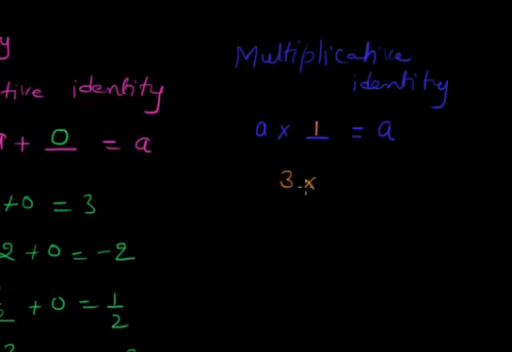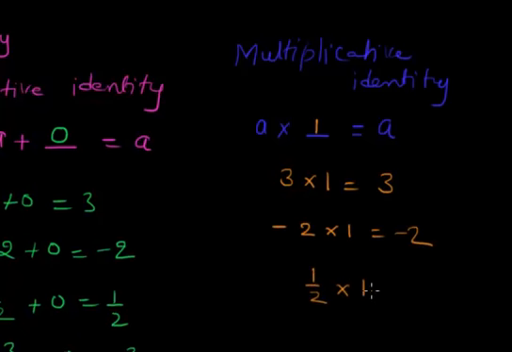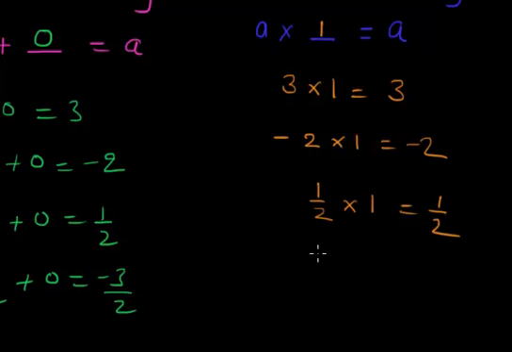If I multiply 3 to 1, I'll get 3. If I multiply minus 2 to 1, I'll get minus 2. If I multiply 1 by 2 to 1, I'll get 1 by 2. Minus 3 by 2 times 1 gives you minus 3 by 2. So 1 is a number which can be multiplied to any number to get the same number. Similarly, 0 is a number which can be added to any number to get the same number. Because 0 is added, that is why it is called additive identity, and 1 is multiplied, that is the reason we call it multiplicative identity.